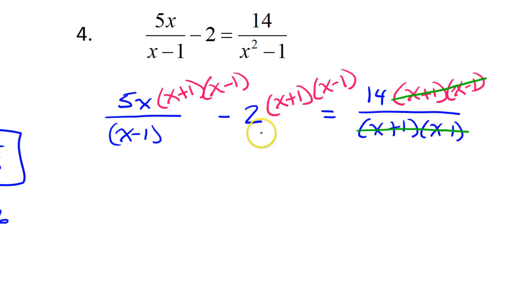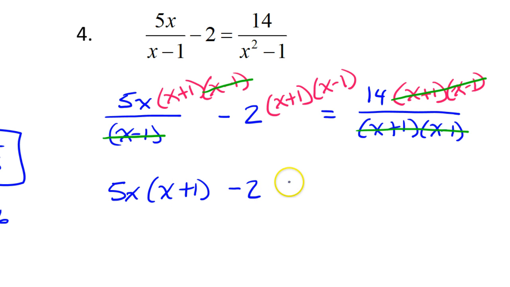Nothing cancels out here, no denominator. Over here, x minus 1 and x minus 1 cancel out. So far this is what I have: 5x times x plus 1, and I have negative 2 times, now, I want to go and FOIL these together, double distribute, multiply these.